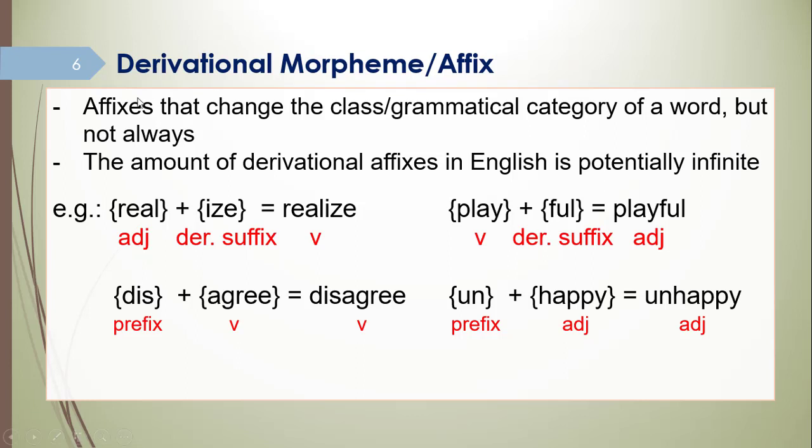Derivational affixes are affixes that change the class or grammatical category of a word, but not always. Jadi, sebelumnya jika inflectional affix tidak merubah word class, derivational affix cenderung merubah word class, tetapi tidak semuanya. The amount of derivational affixes in English is potentially infinite. Jadi untuk inflectional kita hanya punya 8. However, derivational affixes are probably infinite.